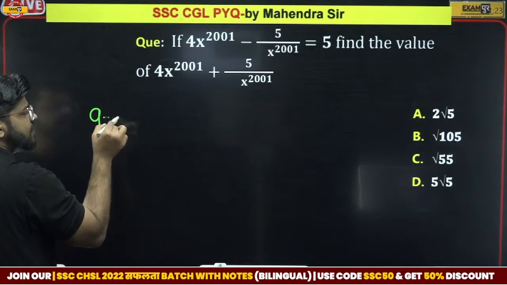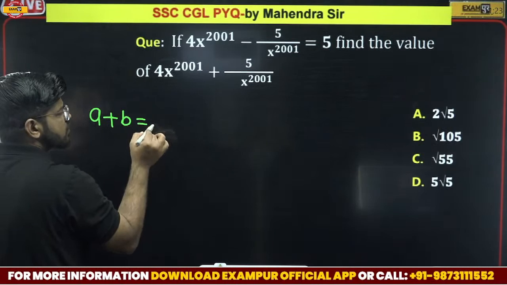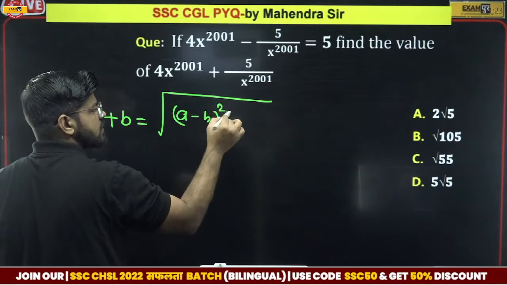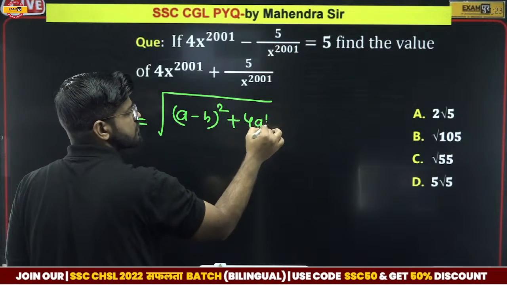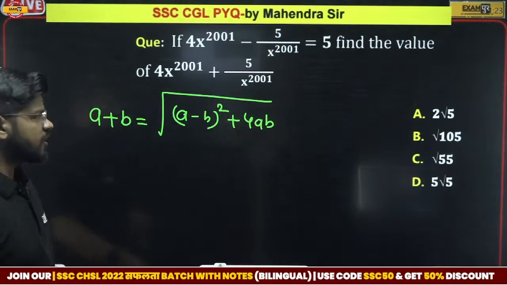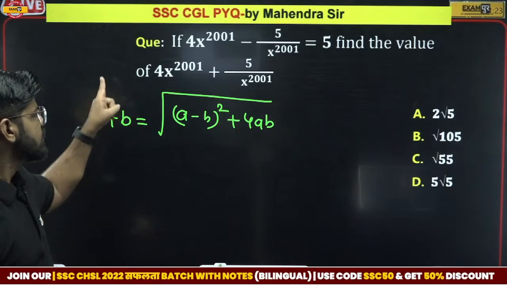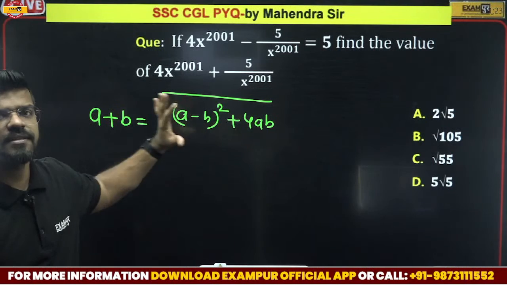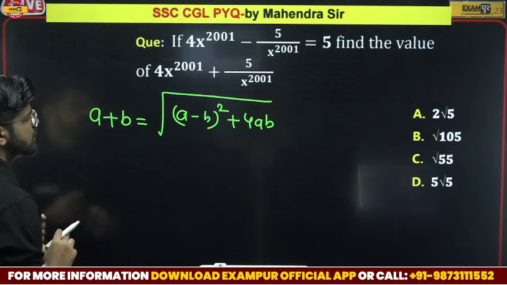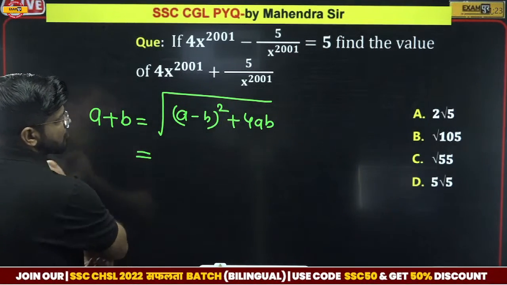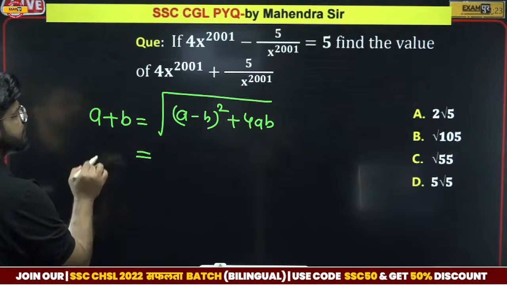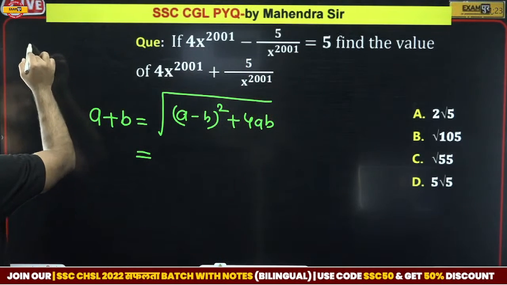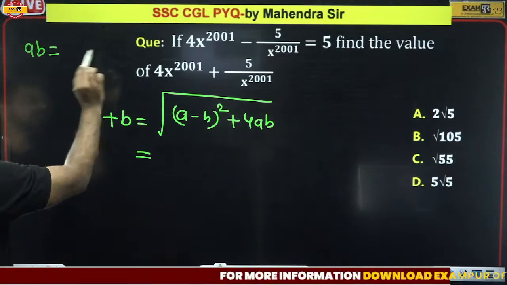So how to calculate A plus B? A plus B is equal to under root of A minus B whole square plus 4AB. So if here is minus sign, here it will be plus, and here it will be minus. So just change the sign, you will get the same result. So A plus B we have to find. For that A minus B we already have, 5. But for AB we have to calculate.